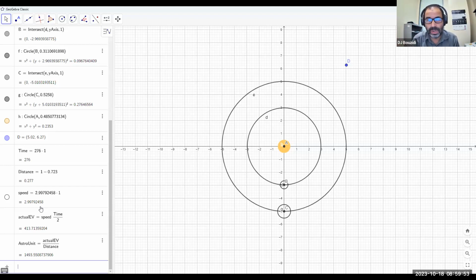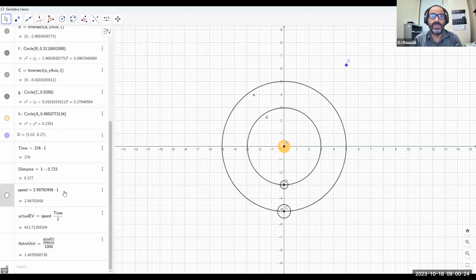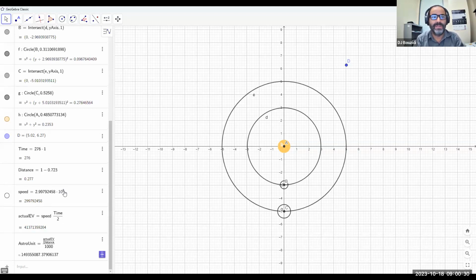We want to convert this back into kilometers by dividing this number by 1,000, because the standard value is written really in thousands. So I'm going to divide this by 1,000 to convert it back into kilometers. And the answer is 1.49355 times 10 to the power 8 kilometers, or 149.3 million kilometers. Remember, I did not write the speed of light with its 10 to the power 8 in here. So if I fix that and put in the 10 to the power 8, everything will be in terms of kilometers.